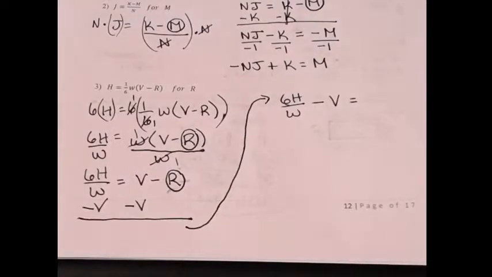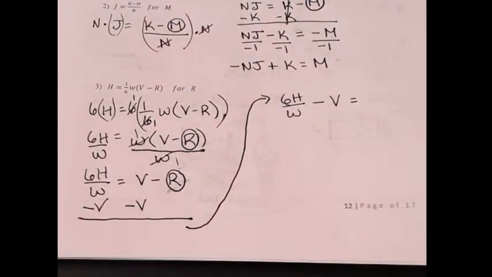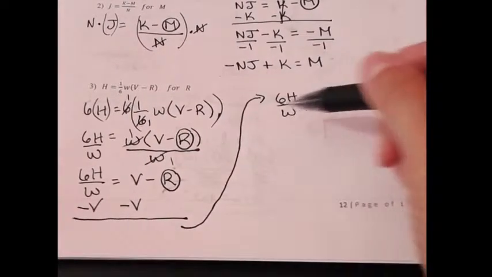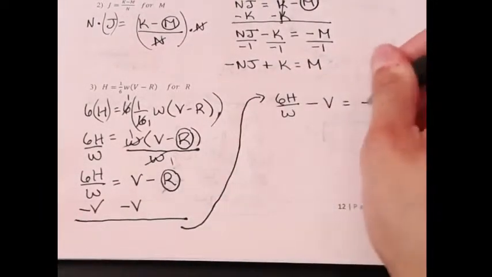You didn't divide by w minus v. You only divided by w. Then you subtracted v. So you have to be very intentional with how you write your expressions. Don't jumble them up if that's not what happened. So we have 6h over w minus v is equal to what's left, which is negative r.